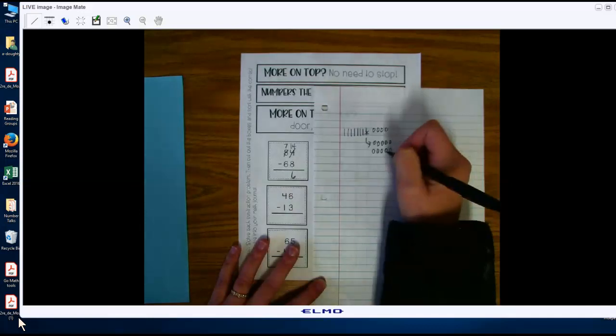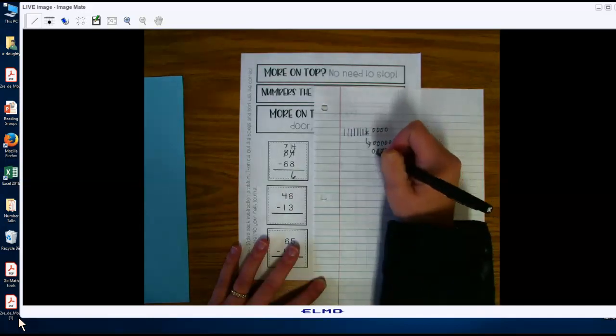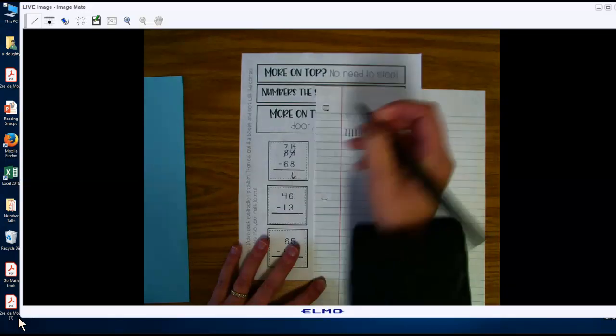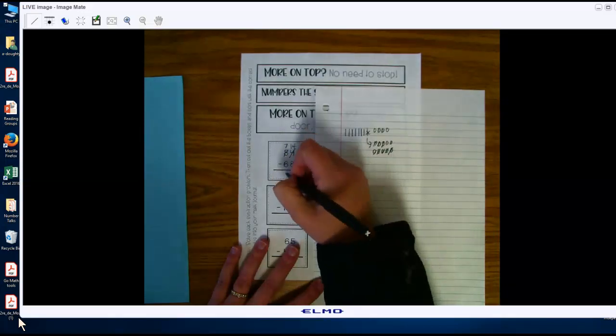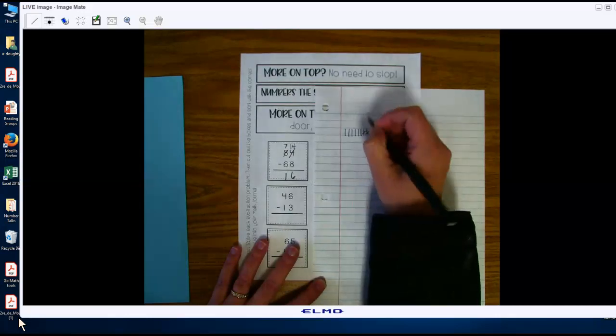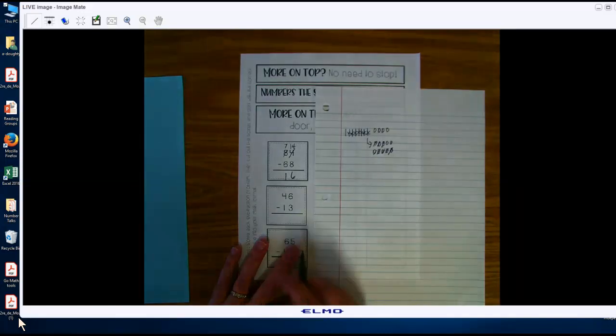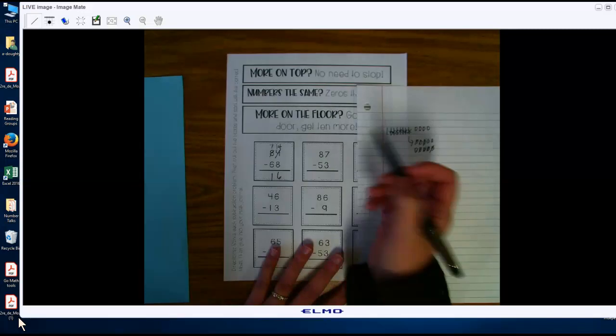Okay, if I took away the 8 over here, 1, 2, 3, 4, 5, 6, 7, 8, that would leave 6. And then if I took away 7, take away 6, I know is 1. If I did that over here, take away the 6, I would have 1. 1 and 6, 16. Going to the next one.